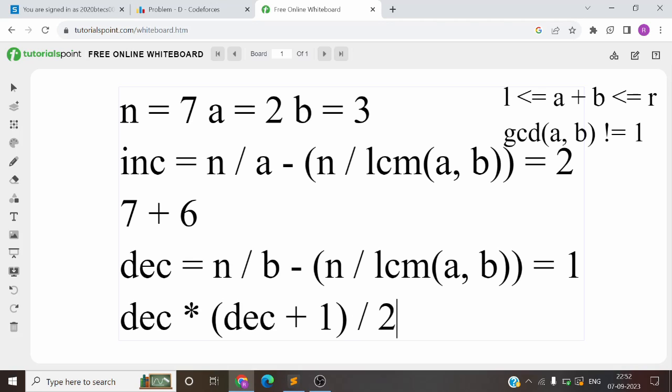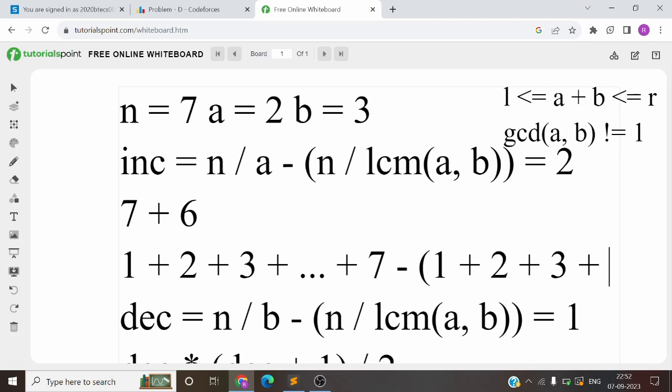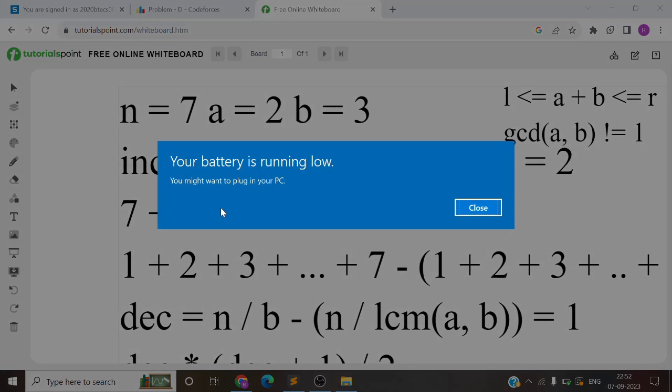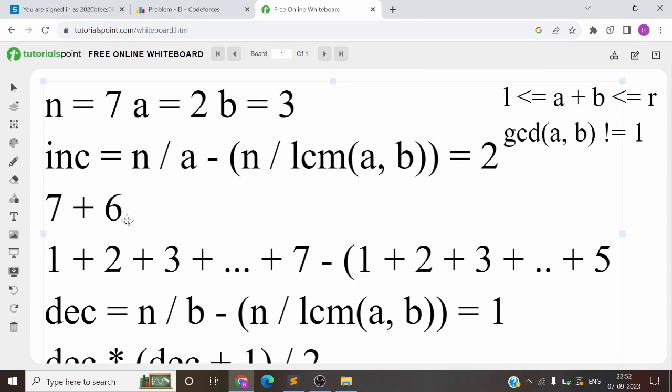But how will you calculate this 6 plus 7 का sum? So could we say it like this कि हम पहले 1 plus 2 plus 3 plus up to 7 का sum calculate कर लें and then we will subtract the sum of 1 plus 2 plus 3 plus 4 up to 5, right? Are you getting what I'm trying to say? We are just calculating the whole sum and then we are subtracting the sum up to the previous value of increment. So this is what we are doing.